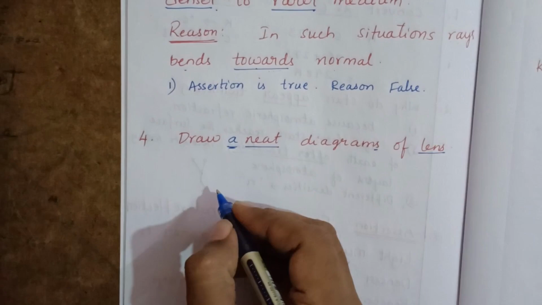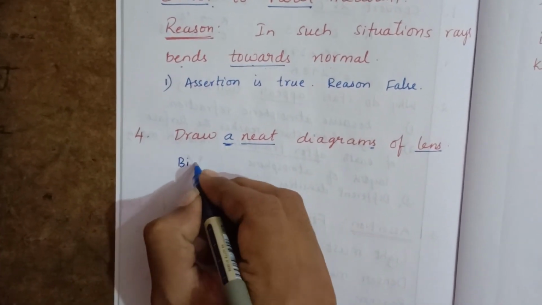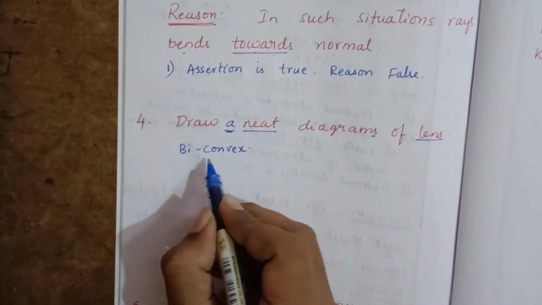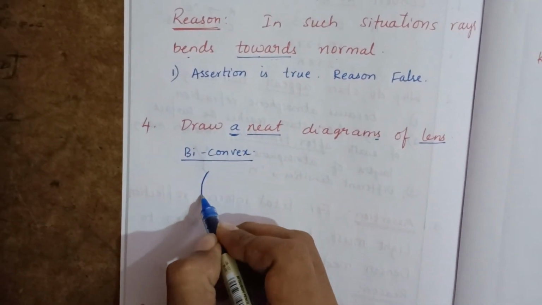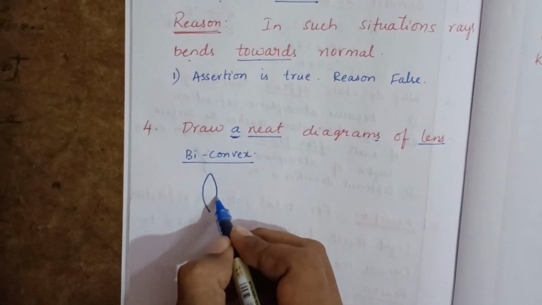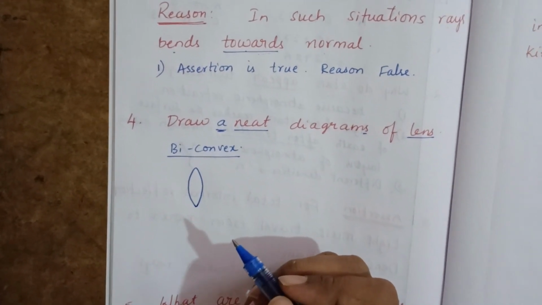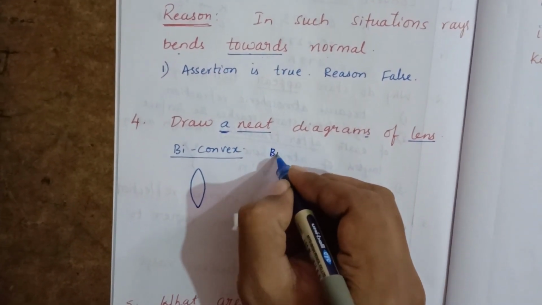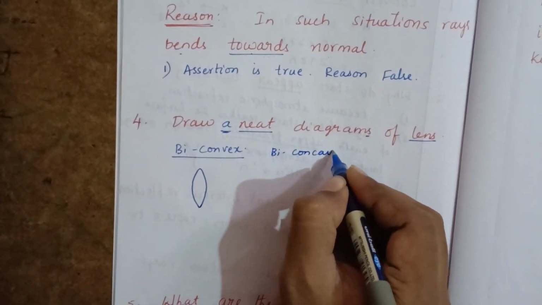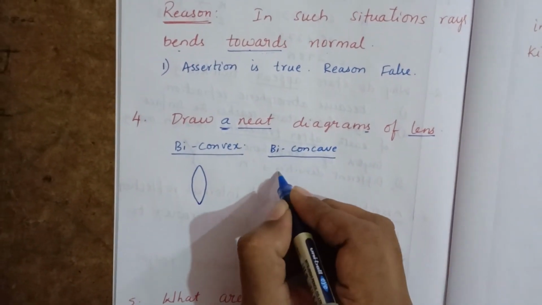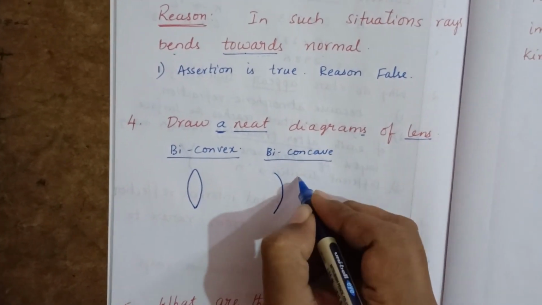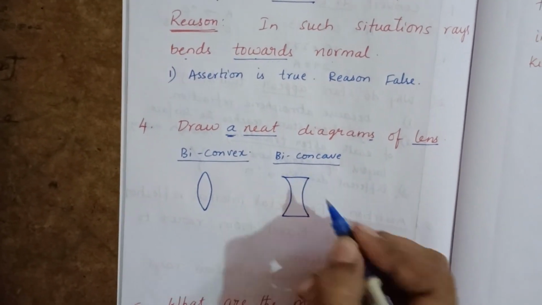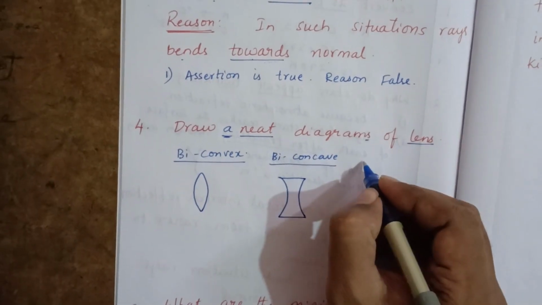First one is biconvex. Bi means two surfaces. Two surfaces are convex. It will be like this, convex. This is a biconvex lens. Next, biconcave. Two surfaces are concave. Concave bends inside. This is a biconcave lens. Next, plano-convex.